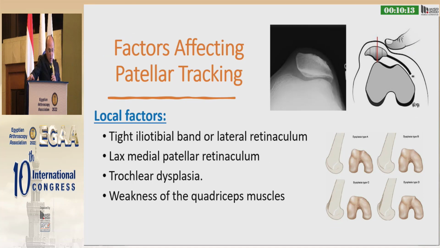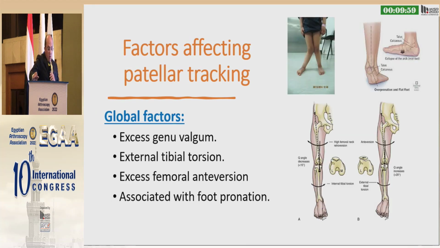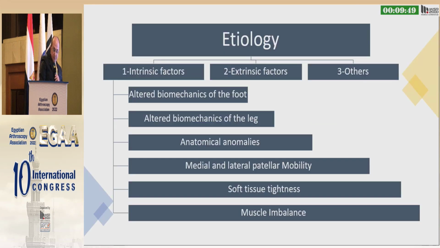What are the factors affecting patellar tracking? The local factors include a tight iliotibial band or lateral retinaculum, a lax medial patellar retinaculum, trochlear dysplasia, and weakness of the quadriceps muscles. The global factors include excessive genu valgum, external tibial torsion, and excessive femoral anteversion associated with foot pronation.